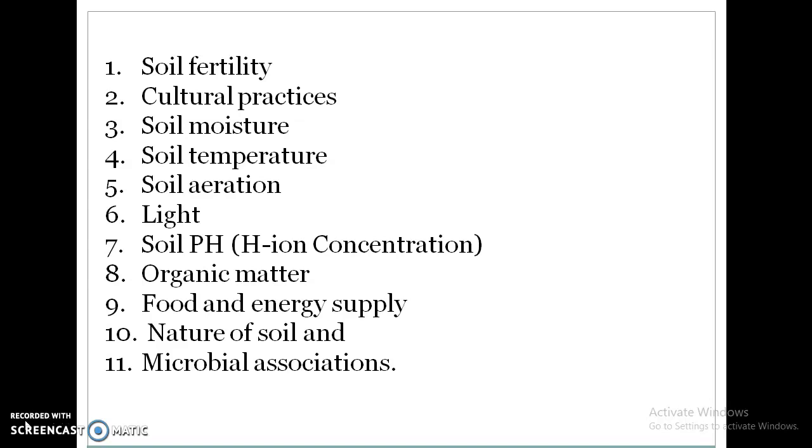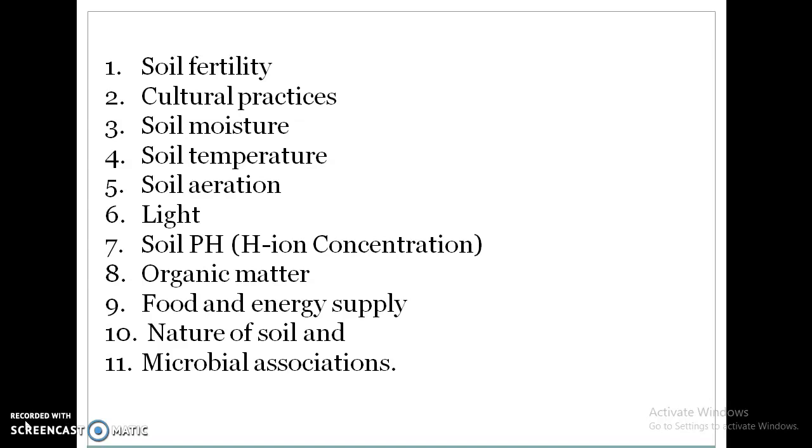Next is the soil organic matter. The organic matter in soil is a cheap source of energy and food for most of the soil microorganisms. It has a great influence on the microbial population. Organic matter influences directly or indirectly the population and the activity of the soil organisms. It influences the structure and the texture of soil, and thereby the activity of the organisms.